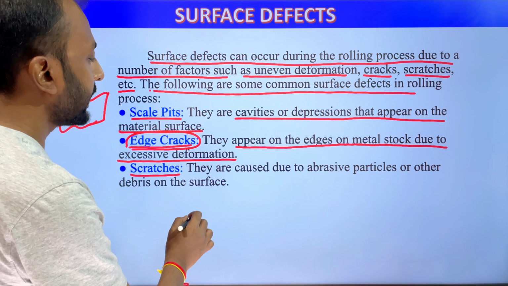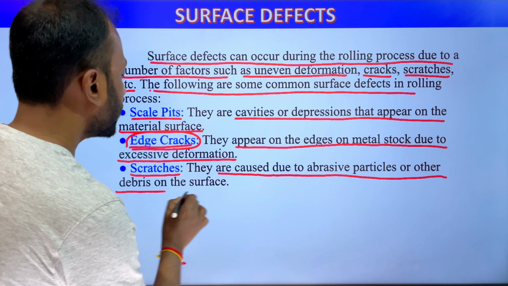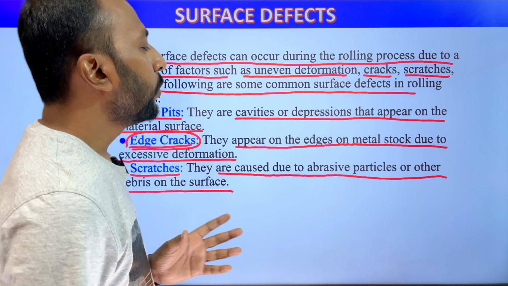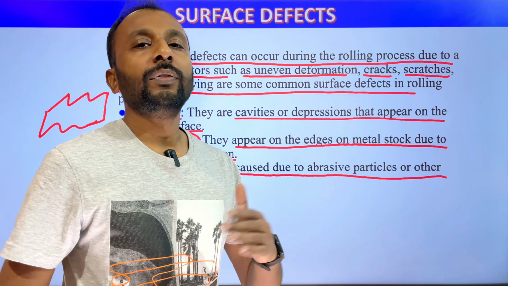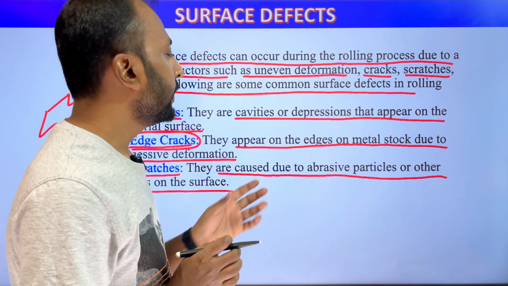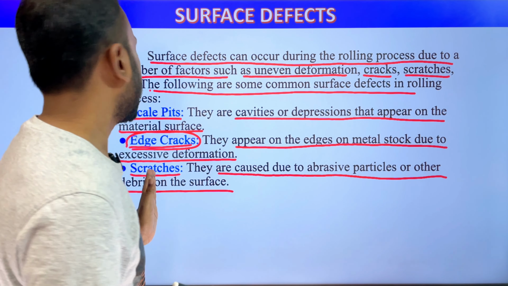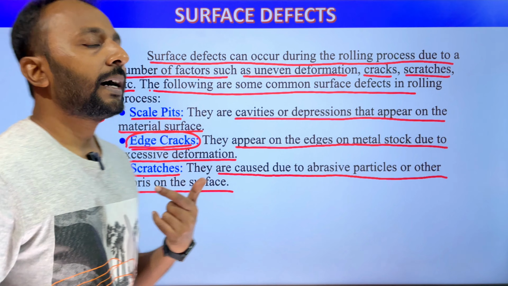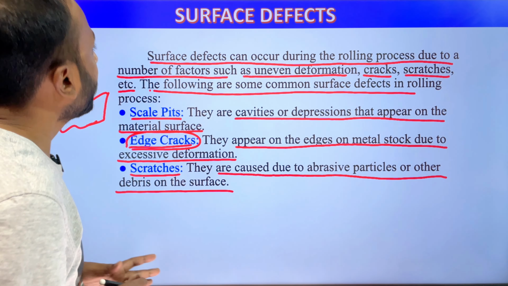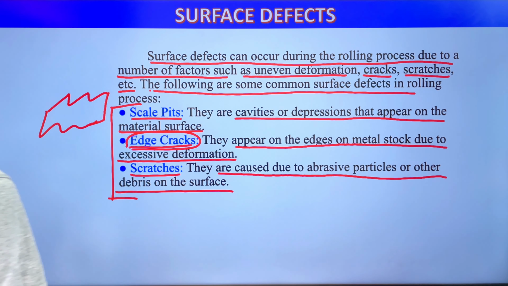Next is scratches. Scratches are caused by abrasive particles or other debris on the surface. Scratches may appear due to abrasive particles which are used on the rolling surface for better smoothness of the rolled product. If the abrasive particles are a little bit bigger in size, then scratches may appear, or in other cases, if some foreign particle is found, then scratches may appear. So these are the important surface defects in the rolling process.